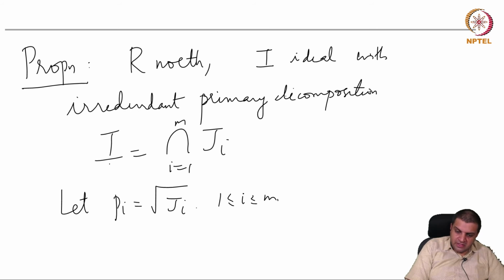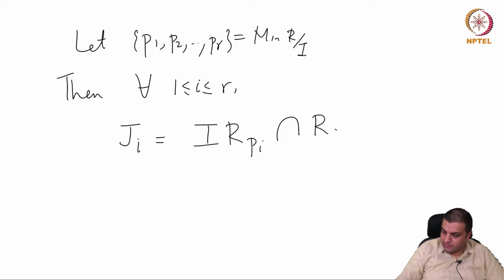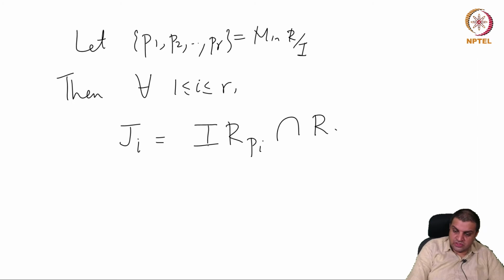If you have an ideal, and it has an irredundant primary decomposition written as an intersection, then just look at the components corresponding to the minimal primes. They are uniquely determined. That is, extend this ideal to the localization and contract back. Okay, so this is what we have. Proof.